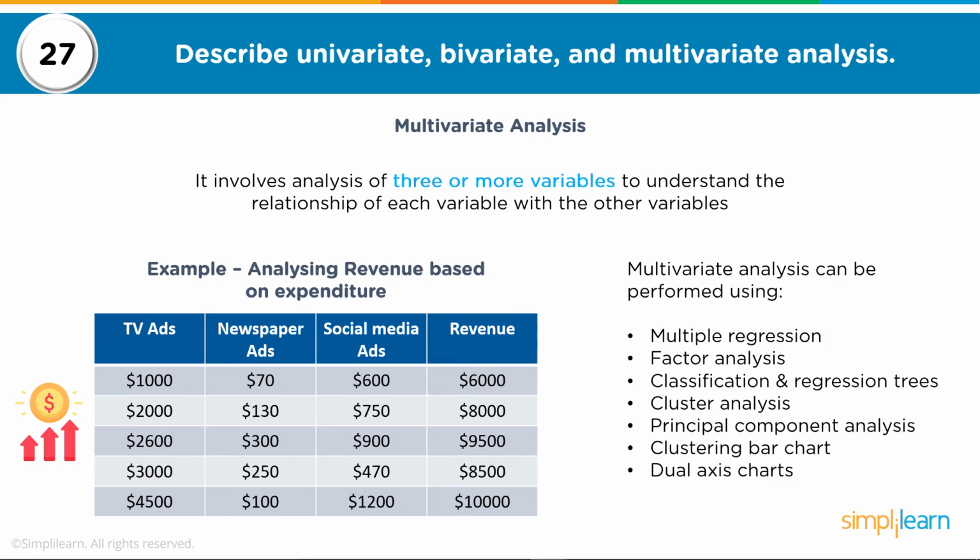Multivariate analysis involves analysis of three or more variables to understand the relationship of each variable with the other variables. Example: analyzing revenue based on expenditure. So if we have our TV ads, newspaper ads, social media ads, and our revenue, we can now compare all those together. Multivariate analysis can be performed using multiple regression, factor analysis, classification and regression trees, cluster analysis, principal component analysis, clustering bar chart, and dual axis chart.